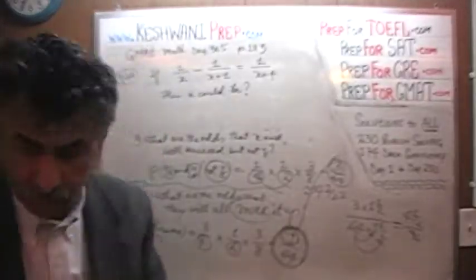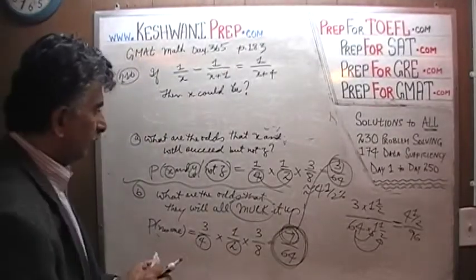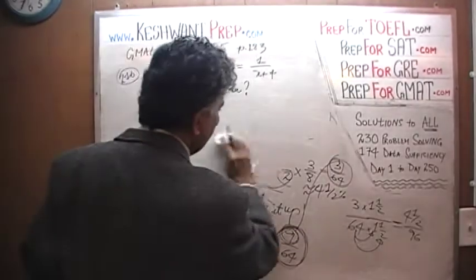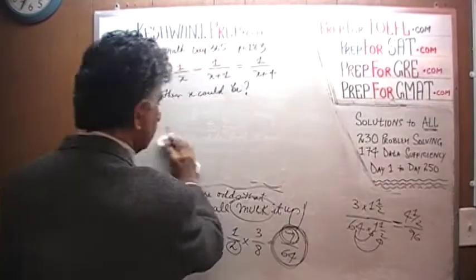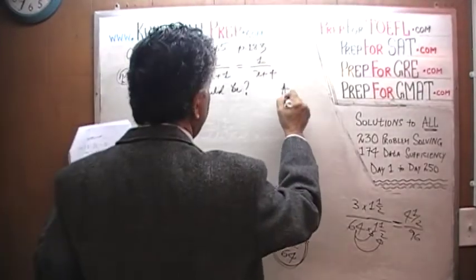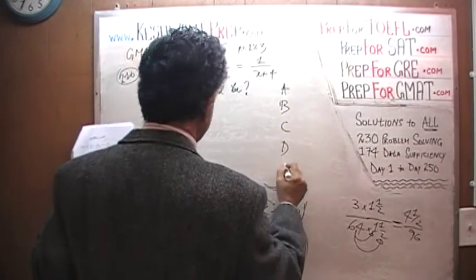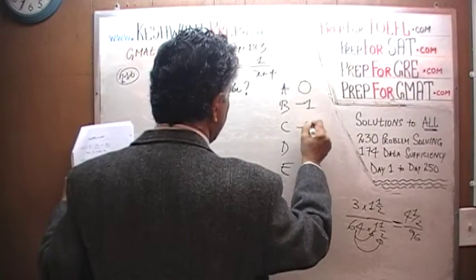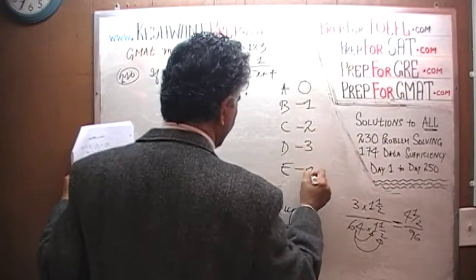Well, I need the room. We really need the room, so we have to erase. Here are the 5 answer choices: A, B, C, D, and E. Oh, this is very straightforward. 0, negative 1, negative 2, negative 3, and negative 4.